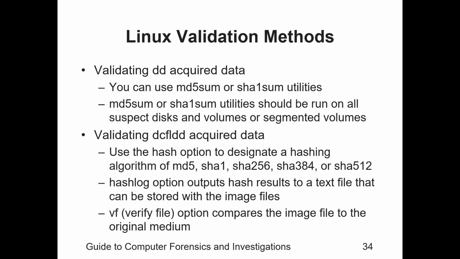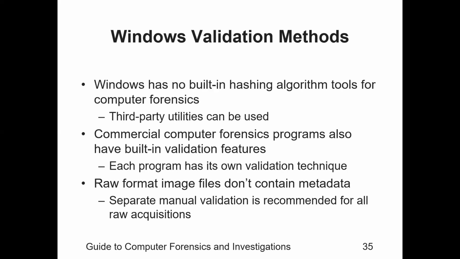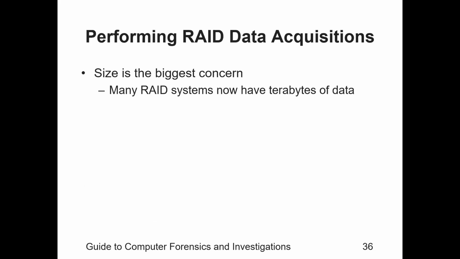VF stands for verify this file. This option compares the image with the original medium. We will see what we're talking about. In Windows, there is no inbuilt hashing algorithm tool for computer forensics. We always install and use third-party forensic tools. But of course, Linux has them. Just like we saw, Linux doesn't need write blockers, yet Windows does. So commercial computer forensic programs also have inbuilt validation features. Each program has its own validation technique. If you're using raw file images, these files don't contain metadata. That one we saw. If you want metadata, choose either proprietary or AFF. Those options are also fine. They just have different options.